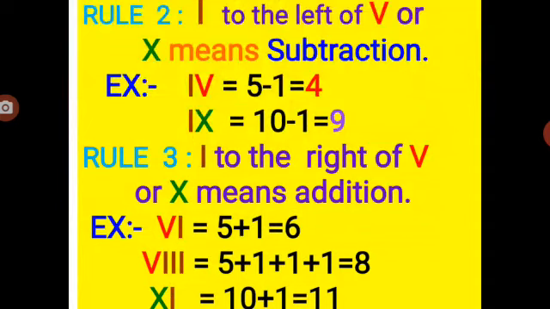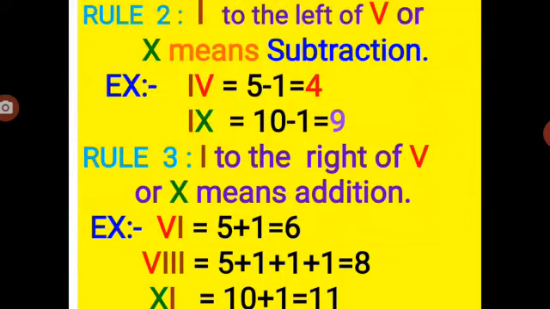V and X after I means addition. Take V I: V after I. The V value is 5. After I means plus 1. So 5 plus 1 is 6. So 6 in Roman numerals is VI.